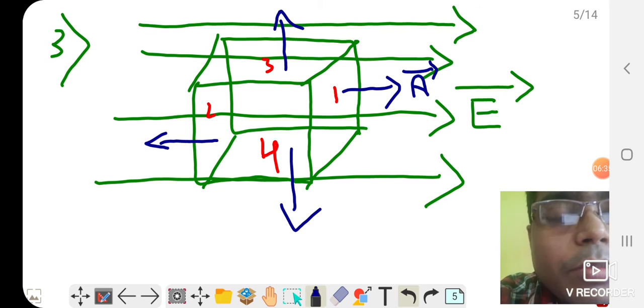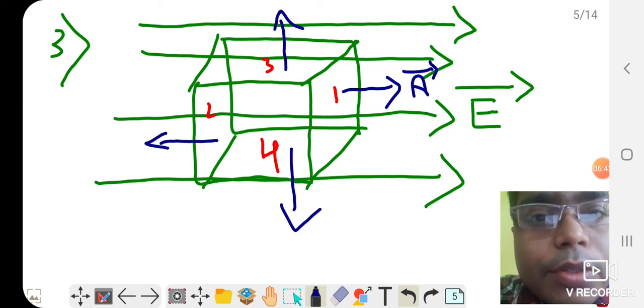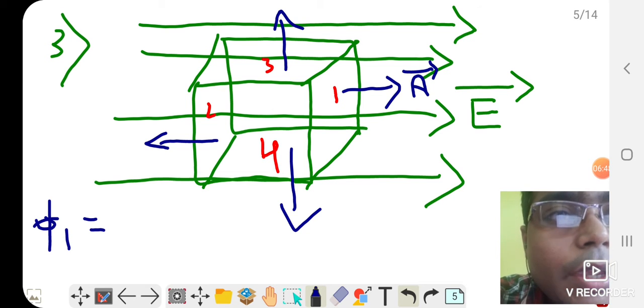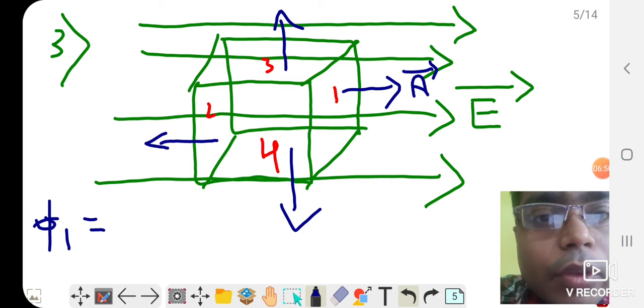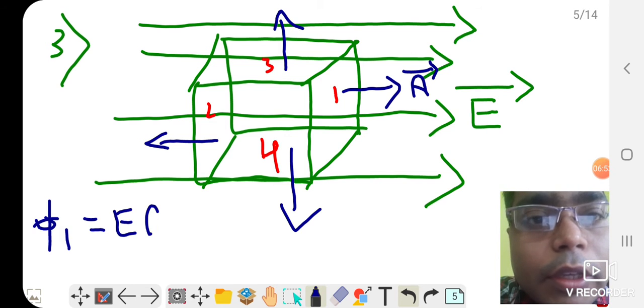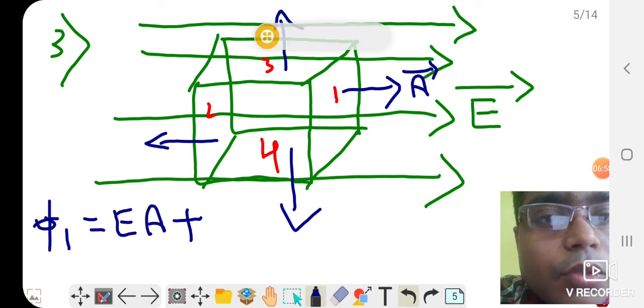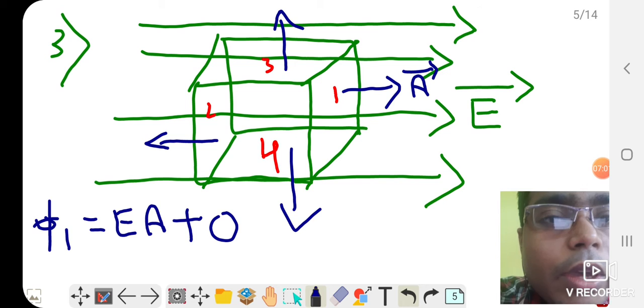The area vector is always perpendicular to the given surface, so we have considered the perpendicular direction. For the first surface, the flux will be how much? The angle between the area and electric field is 0, so the flux will be given by EA, right? And similarly for the third and fourth surface, the flux will be how much? It will become 0. Why is it 0? Because the angle between the electric field and area is equal to 90. So for the third and fourth surface, the flux will become 0.